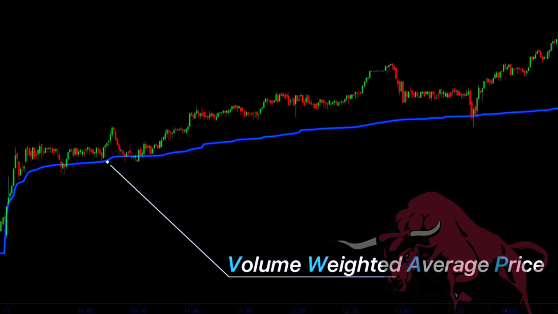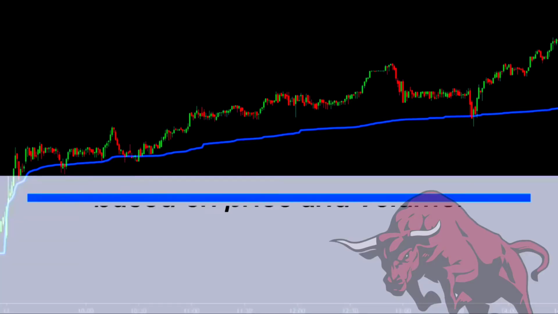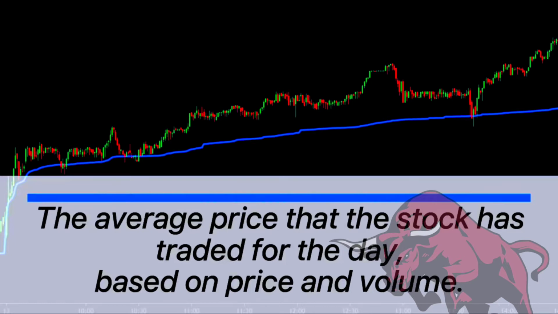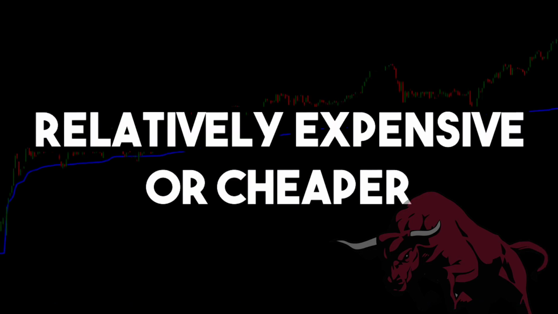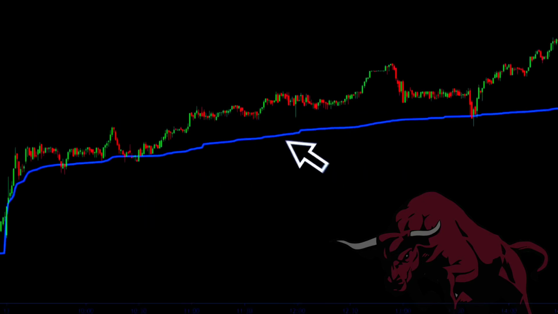The VWAP is a short form for volume weighted average price. VWAP is the average price that the stock has traded for the day, based on price and volume. The VWAP helps us in understanding whether the price is relatively expensive or cheaper. The VWAP represents the fair value of the asset for that particular day.